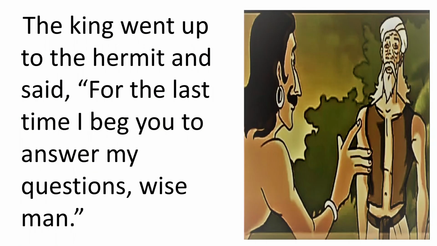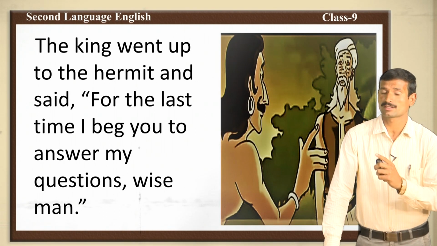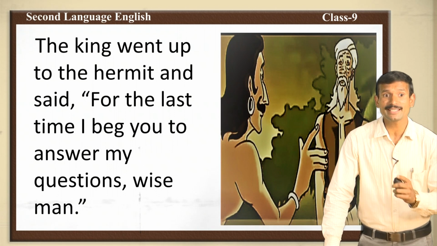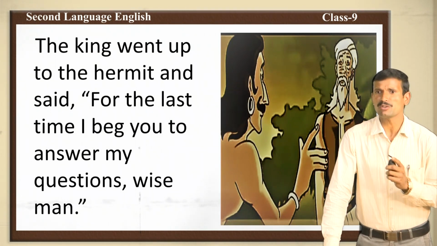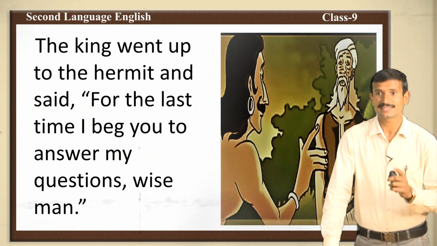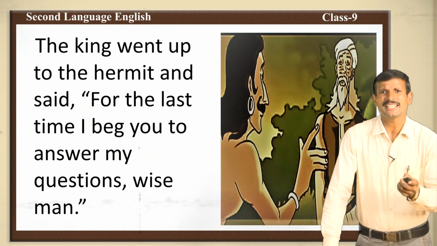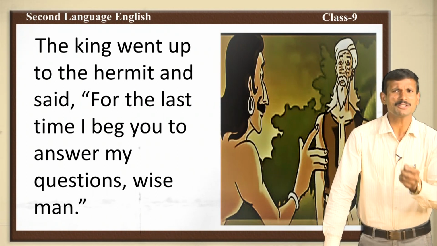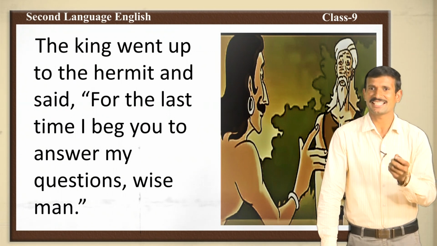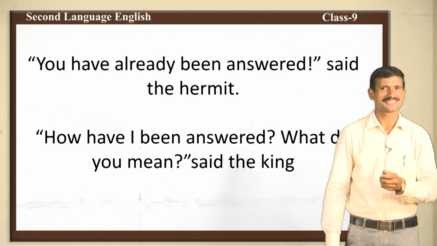The king went up to the hermit and said, "For the last time I beg you to answer my questions." Wise man, the king repeated. This is the fourth time he is repeating the same. "Wise man, I have been waiting for the answer to my questions since last day. Please give me the answer to my questions." This is the request. The king is begging. What will happen?